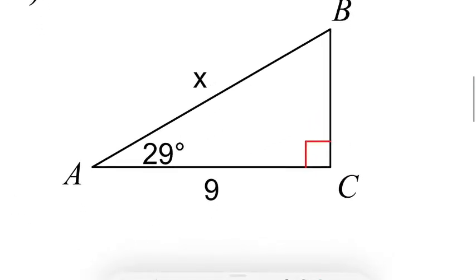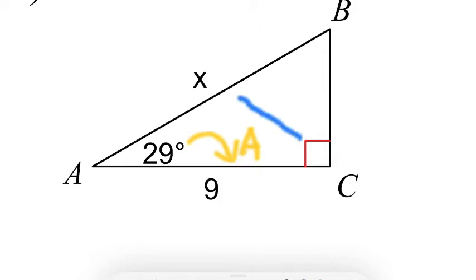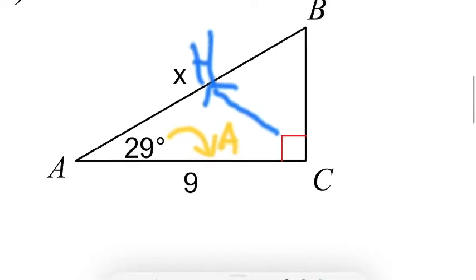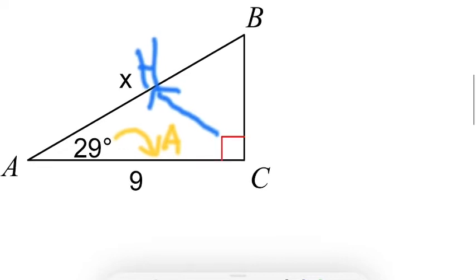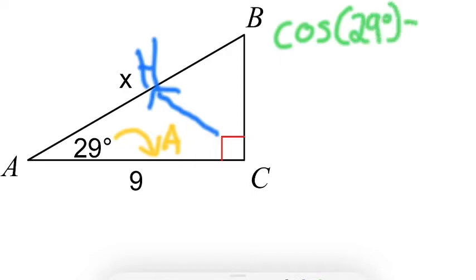So for number 5, we have our adjacent side and our hypotenuse side. So because we have an A and an H, we are going to be using our cosine. So cosine of 29 degrees equals our adjacent, which is 9, over our hypotenuse, which is x.